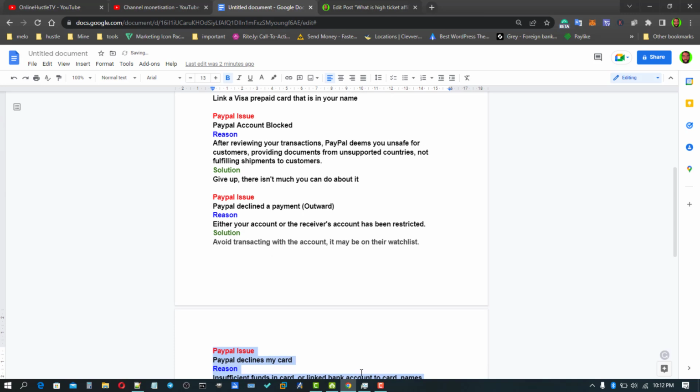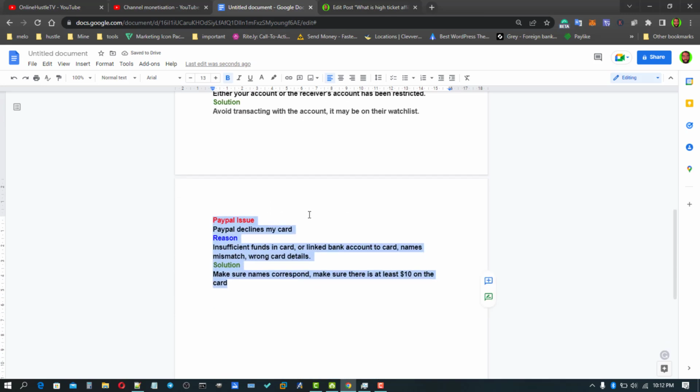So the next thing on our list is PayPal declines your card. Now there are many reasons why PayPal could decline your card. It could be because you don't have funds in the card. So if you're trying to link a card for the first time, PayPal might decline that card if there is no money in the card. Even if there is money in the card but it is not up to what they want to deduct, it is also going to be declined due to insufficient funds. So that's the first reason: insufficient funds in the card, or probably the linked bank card has a different name.